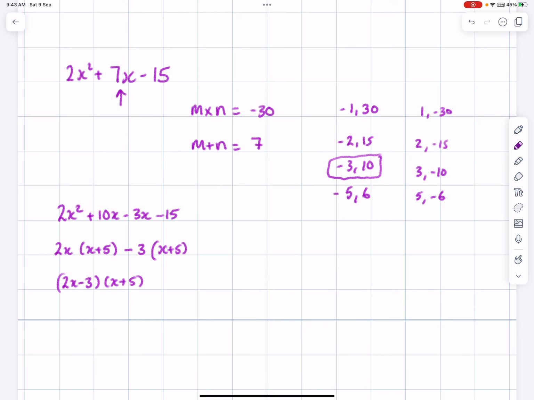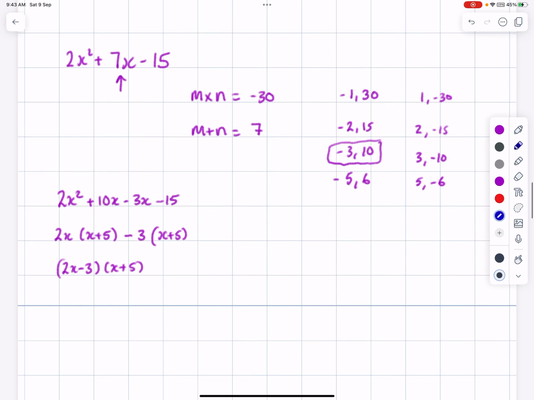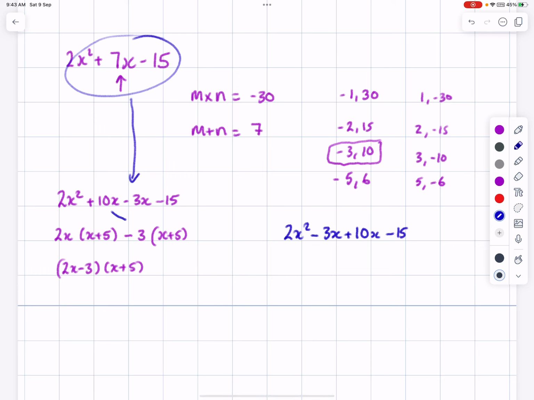x plus 5 there. Now, just to show you at this stage here, so you do not need to do this, this is extra now, I'm doing it in a different color. At the point where I had this one coming down here, what I could have done was to have said 2x squared, not plus 10x minus 3x, I could have said minus 3x plus 10x minus 15. Okay, so all I've done is I've swapped these two over. I haven't swapped any signs or anything. I've just put the minus 3x in front of the plus 10x. So here it should still work, okay, because it doesn't matter which way around I do it.